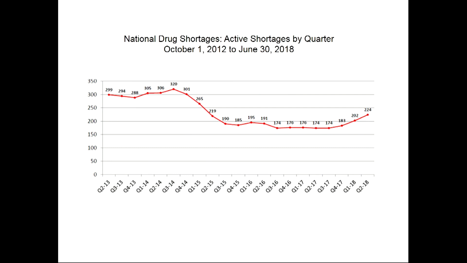If you take a look at the number of active shortages, that means those that are not resolved, you'll see that that has quite a trend as well. It hit a peak in 2014 here in Q3. It fell since then. It was pretty flat between 2015 and 2017, and then with the hurricane coming in fall of 2017, it started increasing again.